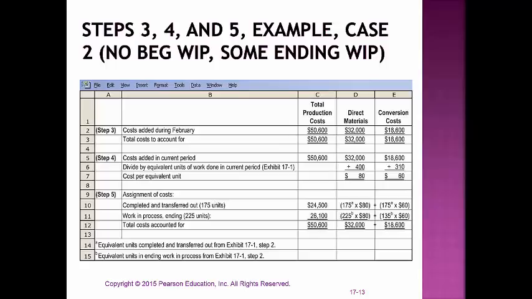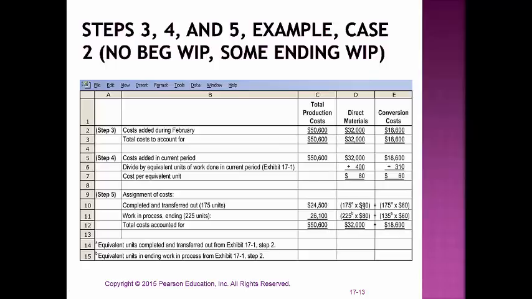Alright, so as to the completed and transferred out, we've got 175 units. Again, that's the 175 units that were completed and transferred out. And now we need to assign the cost. So we know that our direct materials is at $80 per unit. So down here we would have 175 times 80 as for their direct materials, which, if you get your calculator out and type 175 times 80, would be $14,000 right here for their direct materials.